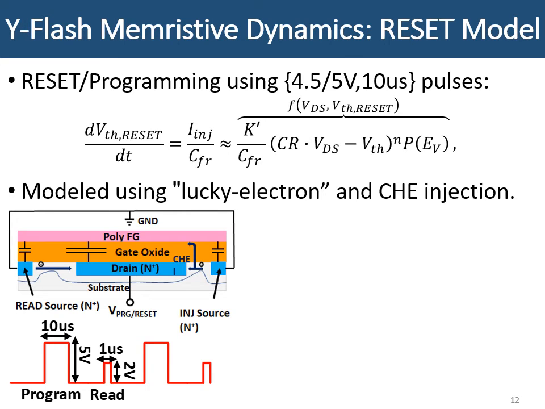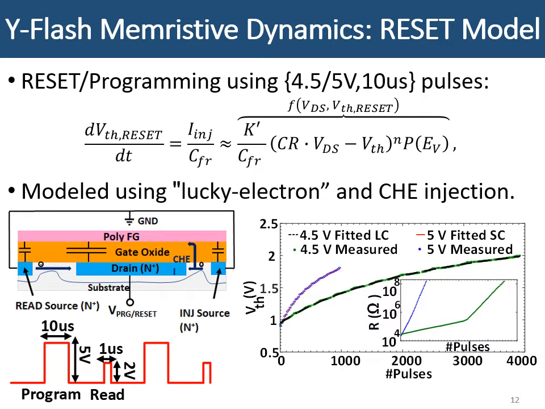We demonstrated the programming kinetics, which imitates the reset process of memristive devices. We applied 4.5 volt and 5 volt respectively on the drain pulses with 10 microsecond time duration, while the sources are grounded, as shown in the cross-sectional schematic of the Y-flash device. We modeled and fitted the obtained measurements by the lucky electron model of channel hot electron injection process of a standard floating gate transistor.